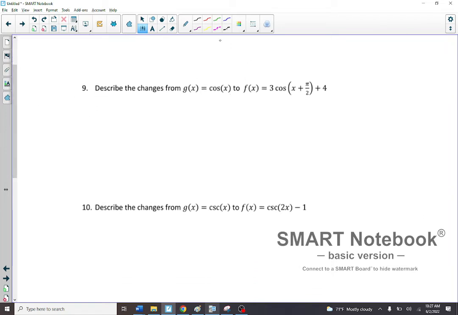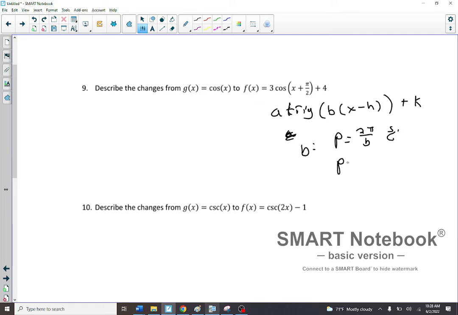Describe the changes from here to here. So for this one, it is A, the trig function, B, x minus h plus k. A is vertical stretch and shrink. We already did that. The only thing that's changed is B. It'll change the period. The period will be 2 pi over B, and that's for the sines and cosines. And the period for tangents is going to be pi over B, and that's for the tangents, okay?